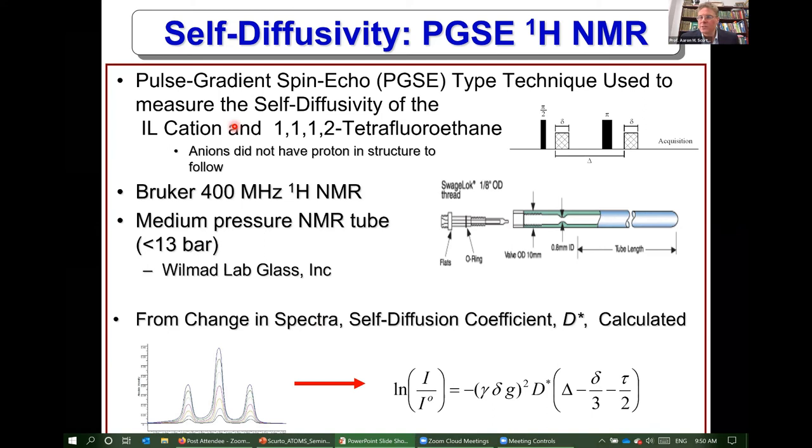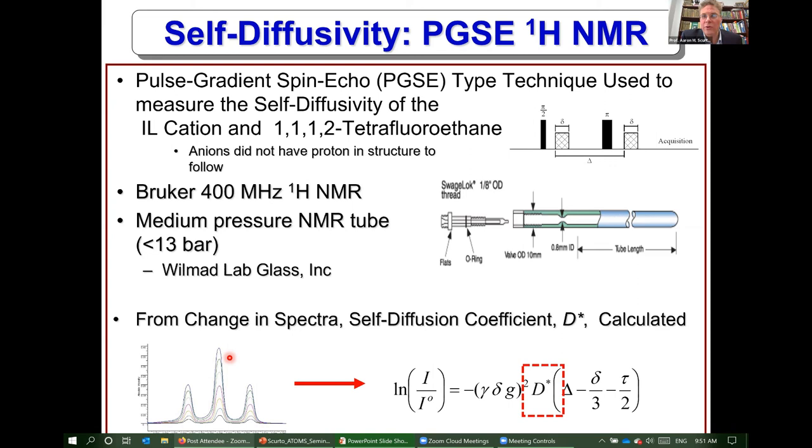But what we can do is track the diffusion of, at least, the cation, and in some of the cases, our tetrafluoroethane. Obviously with CO2, we don't have any protons, so we can't track CO2, but we can track the cation. We've been using these medium pressure NMR tubes, which can go to 13 bar. We've also developed more recently capabilities to go over 100 bar with NMR, but we're still working that out for the self-diffusivity measurements. And this technique basically provides a certain pulse sequence. And then we track the proton NMR spectra of one of the particular protons. And from understanding how that decays over time, we're able to back out the diffusion coefficient of that peak, so either the diffusion coefficient of one of the protons in the cation or in R134a.